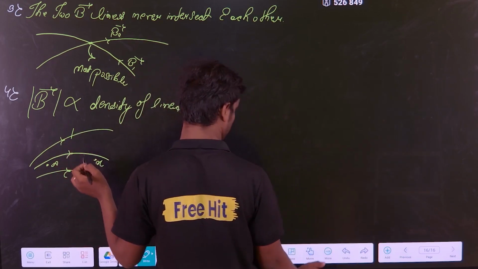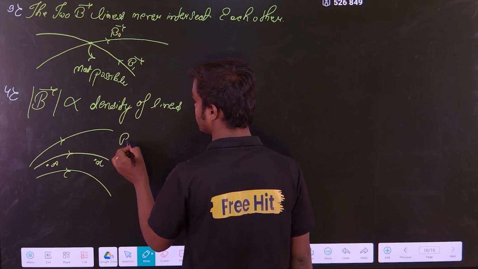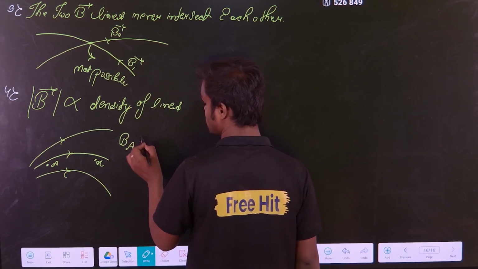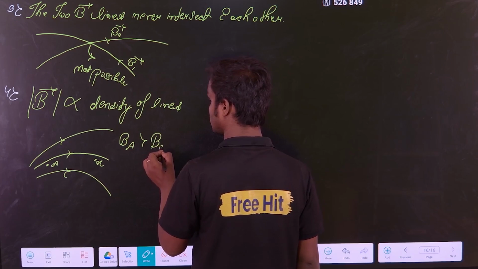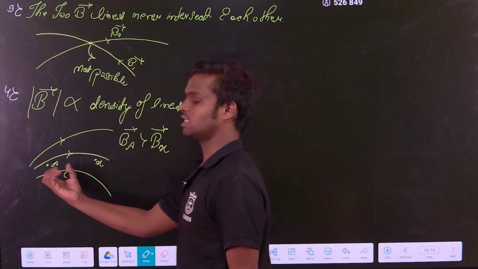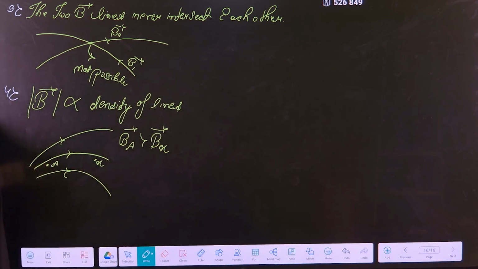These are the magnetic field lines. And if I ask you magnetic field at A, you can say A is greater than magnetic field at point X, correct? Why? Because the lines are more dense at this point, correct? Okay.